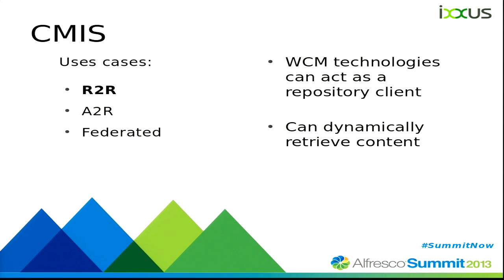So when CMIS was created, it had three primary use cases in mind. R2R was repository to repository, A2R was application to repository, and the third one was a federated use case. R2R is what we're thinking about here: a web content management system on the front end, and behind that, an Alfresco repository containing some or all of our content.